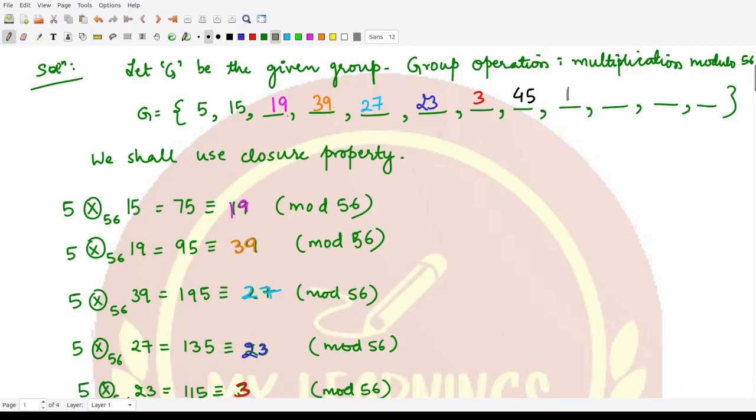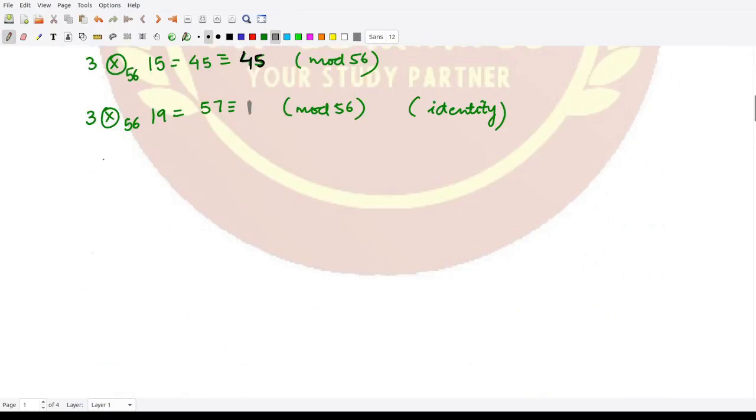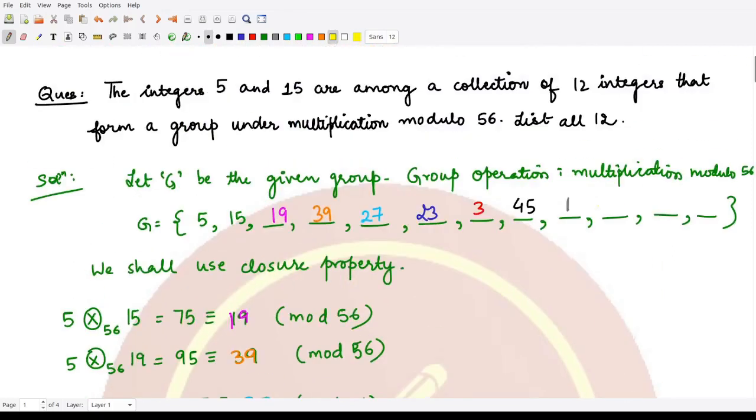Next we can calculate it with 23 or any other number, correct? 39, you can calculate it with 39 also. So let's do it. So let's compute it. 3 multiplication modulo of 56 with 23. So it would be 69, and when you compute it under mod 56, that would give you 13. So from here you obtain 13 as another member which is present within your group. So you have 13 here, correct? Because it was not already present within your group.